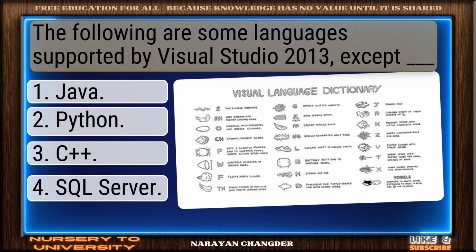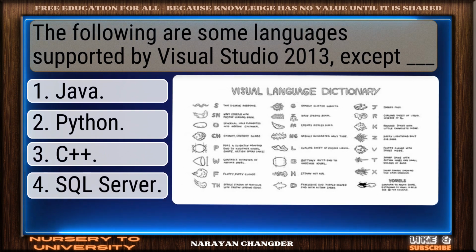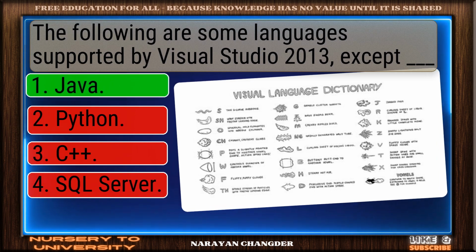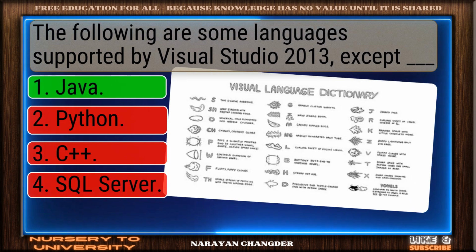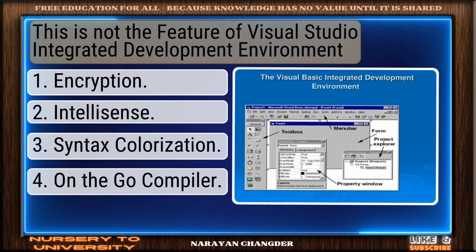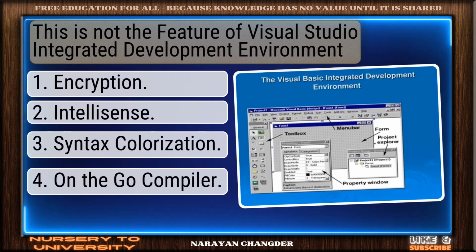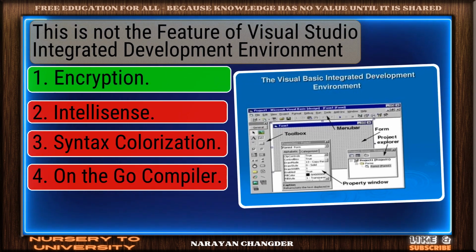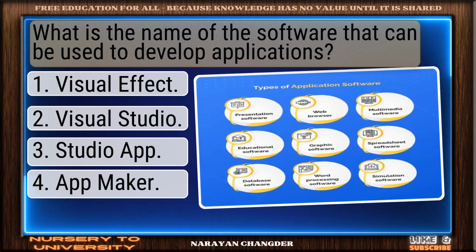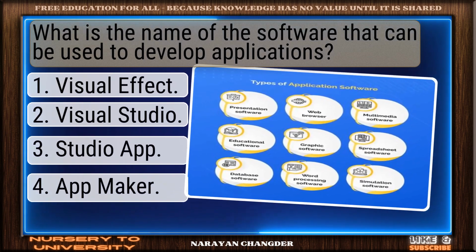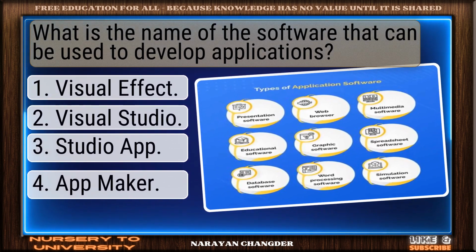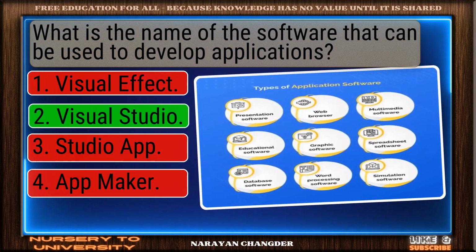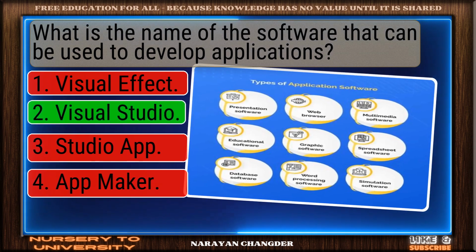Question number 9. The following are some languages supported by Visual Studio 2013, except Dash. Good job. Your answer, Java, works well here. Question number 10. This is not the feature of Visual Studio Integrated Development Environment. On track. Encryption is the correct answer. Question number 11. What is the name of the software that can be used to develop applications? Nicely done. Visual Studio is a solid answer.